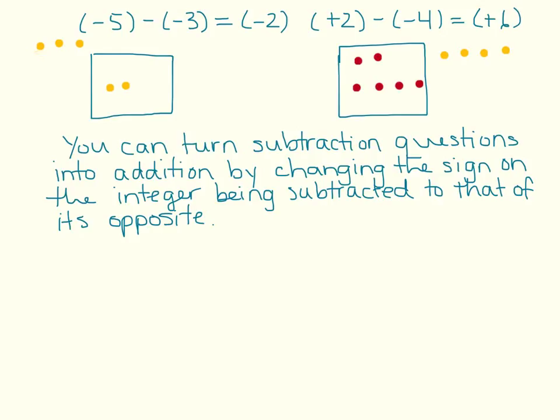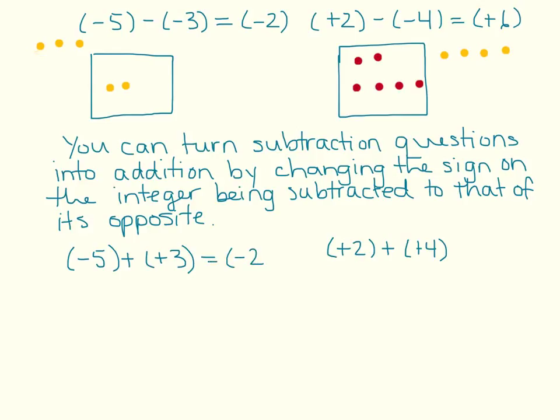Like we were looking at on the first slide, we can turn subtraction questions into addition by changing the sign on the integer being subtracted, the one that is after the minus sign, into the opposite integer. So a negative 3 becomes a positive 3, and a negative 4 becomes a positive 4. Addition is often easier for us to do than subtraction, which is one reason why this strategy or this algorithm exists. So negative 5 plus positive 3 we know equals negative 2.